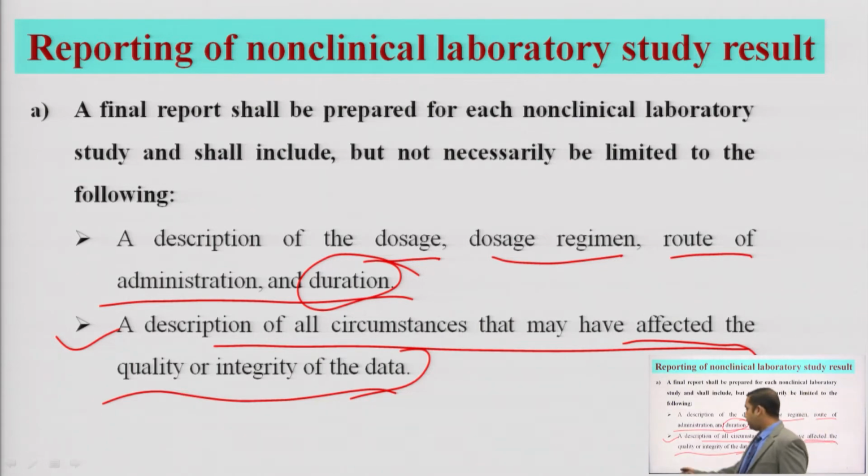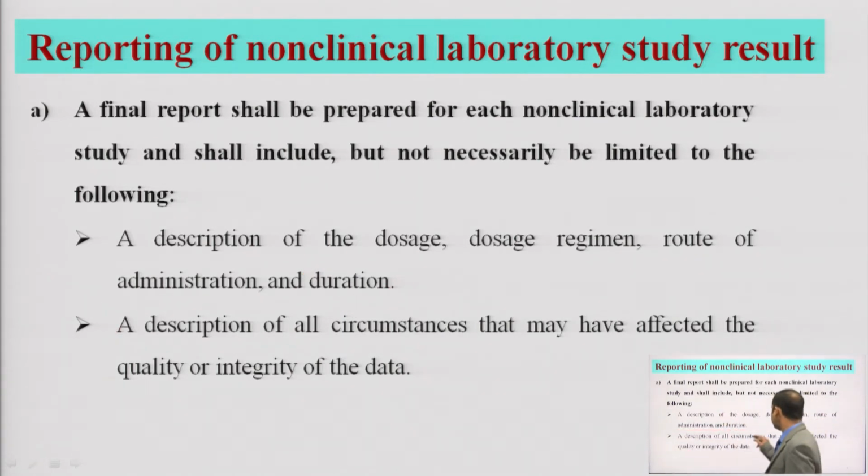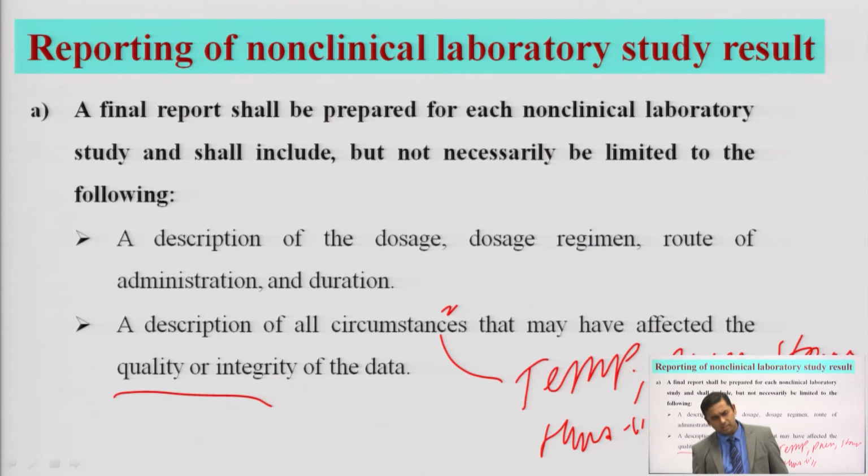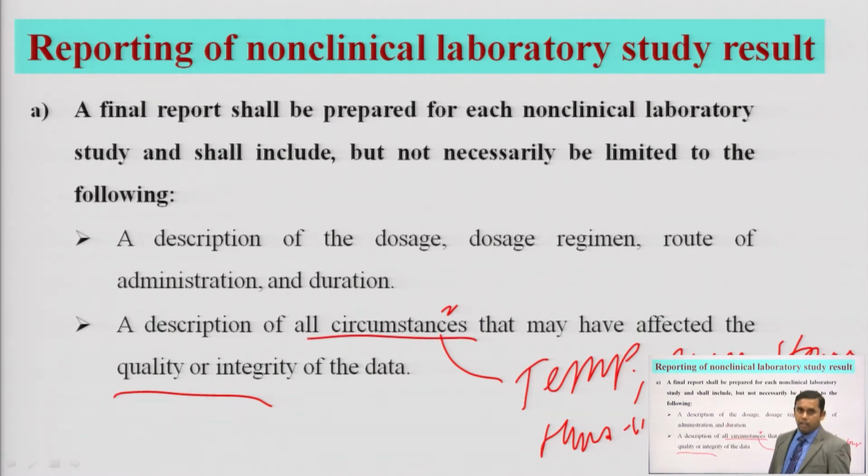Okay. So, in the description you will be mentioning what circumstances may impact the quality and integrity of the data. Circumstances like temperature, pressure, storage, humidity. Okay. These are the various circumstances, or there might be many other circumstances. I have just mentioned only a few. So, in the description all these circumstances should be there, so that you are able to understand how it is actually affecting the quality and integrity of the data.